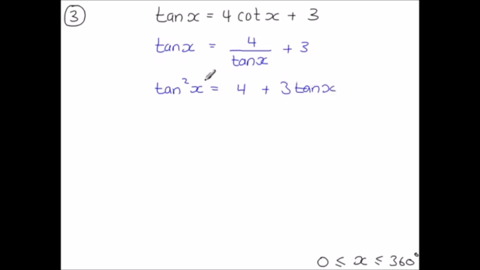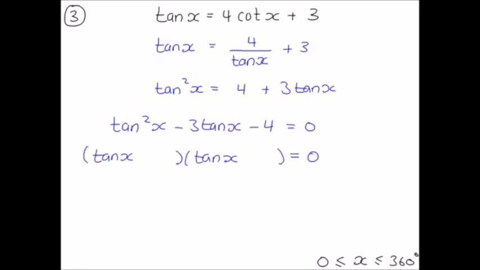And moving all the terms to one side, because this is a disguised quadratic equation, so we've got tan squared x minus 3 tan x minus 4 is equal to 0, which will factorize like this. Tan x times tan x will give you tan squared x. So now we just need to work out what goes here and here, and that will be minus 4 and plus 1.